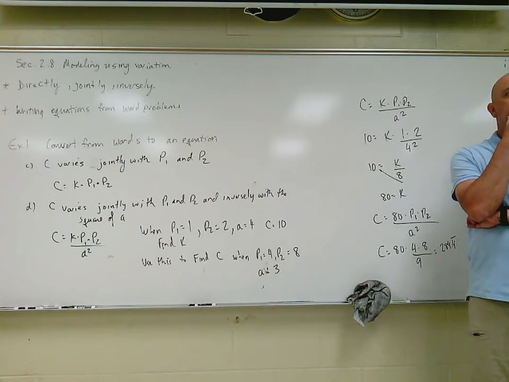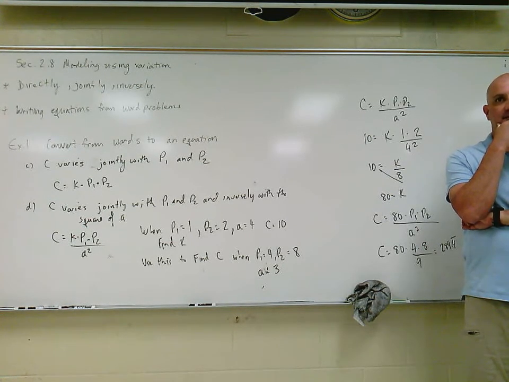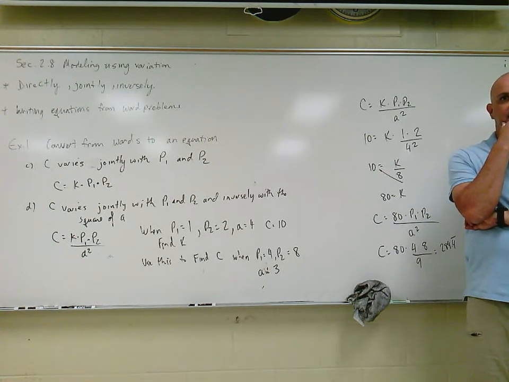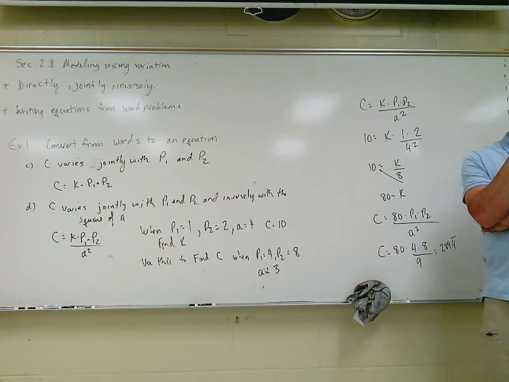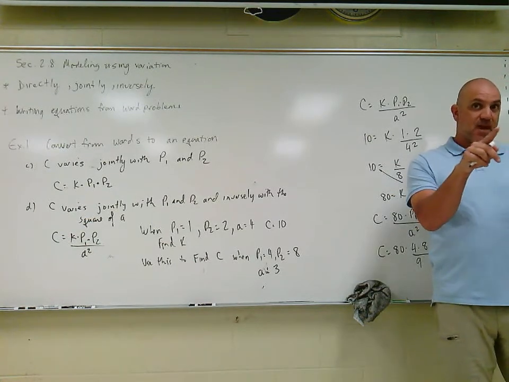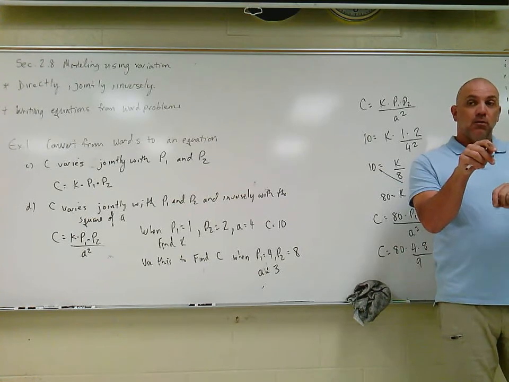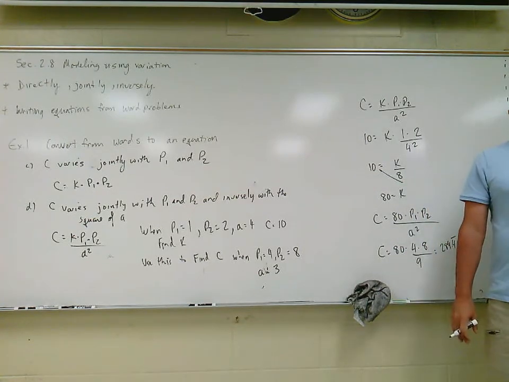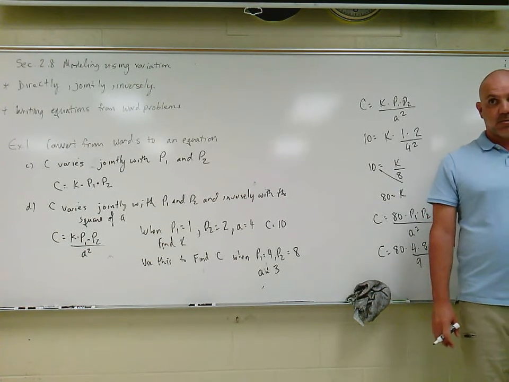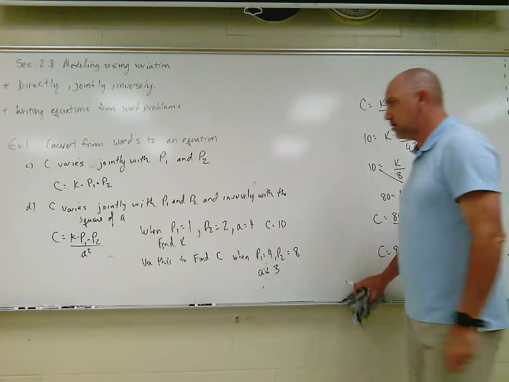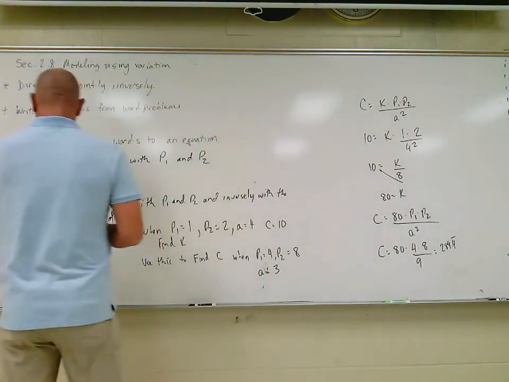V varies jointly with M and N. So V equals K times M times N. You might have half the alphabet on the board, but everybody got the 3 words. Directly, you just K times. Inversely, K over. Jointly, K times again. And if it's jointly and directly and inversely all in one, you put them all together. Okay? Like that one. All right, here we go. Example 3, I guess.